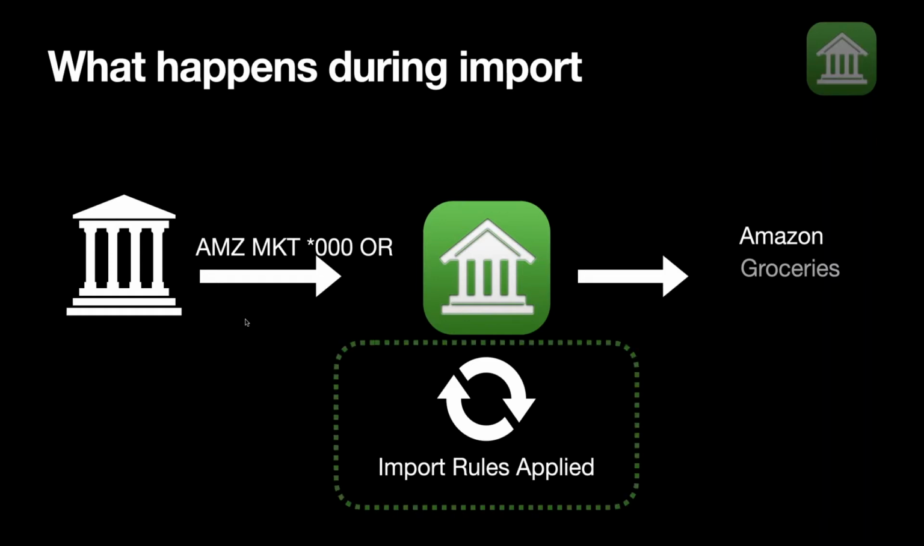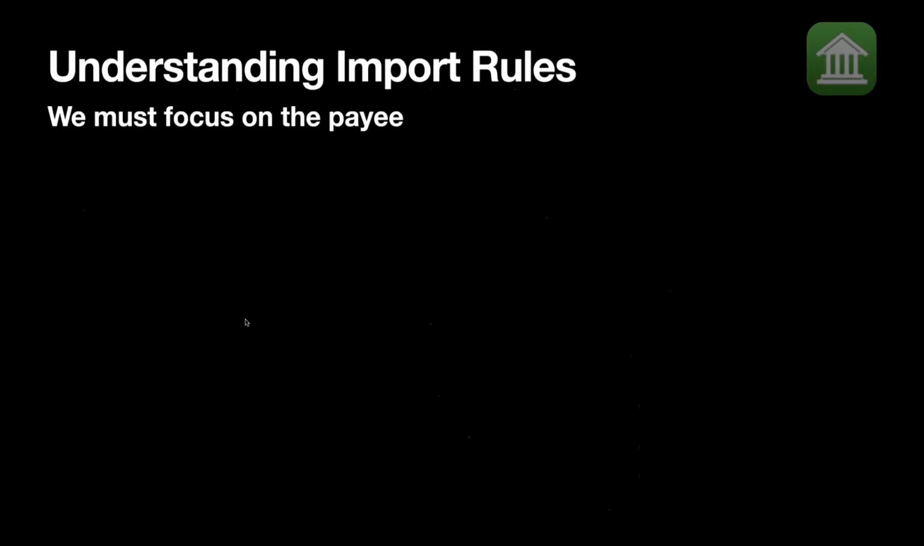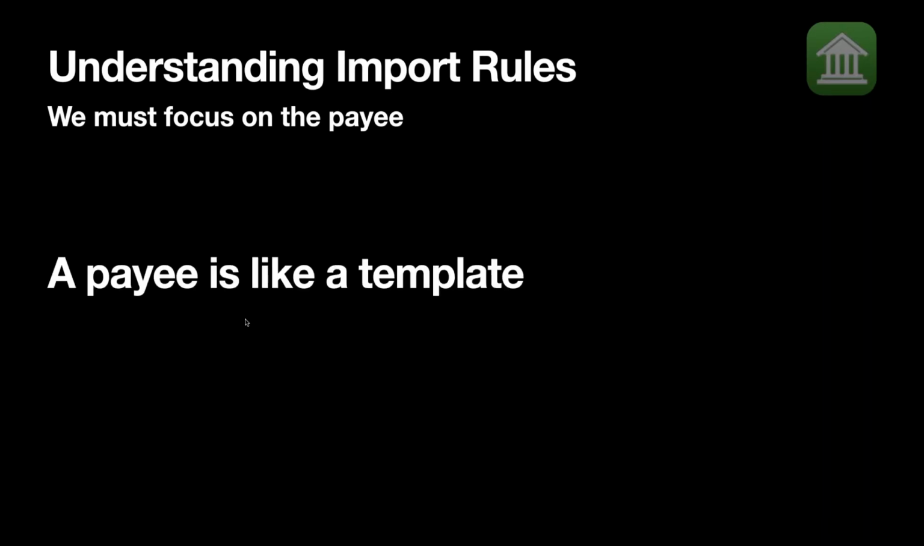So that is what happens. Now I want to focus a little bit on those import rules, because this is important. It's what takes data that looks unsightly and hard to understand, and makes it come in looking very nice and clean, and it saves you time. So to understand the import rules, we need to focus on this notion of the payee within the app. And the way to think about a payee is that it is like a template.